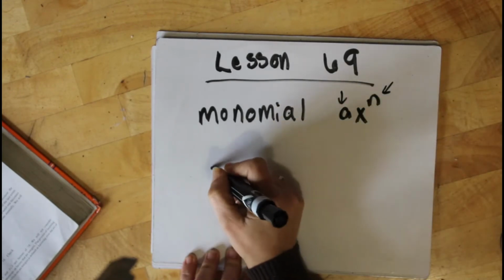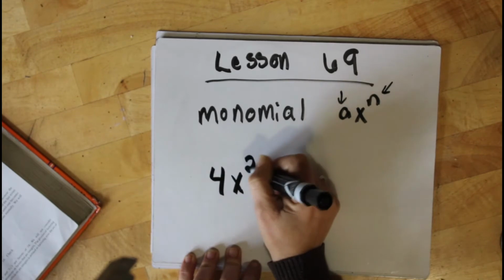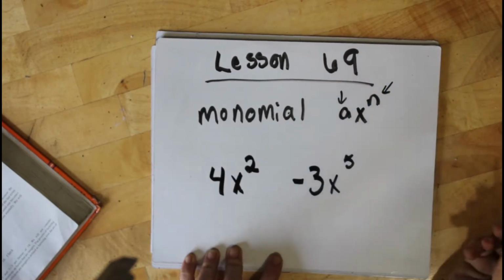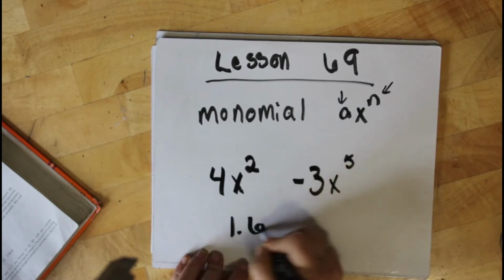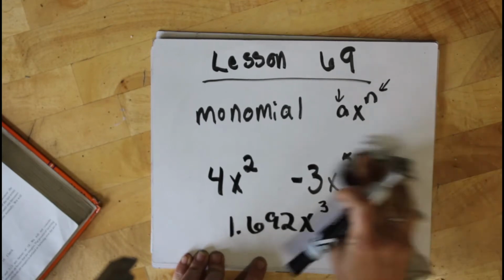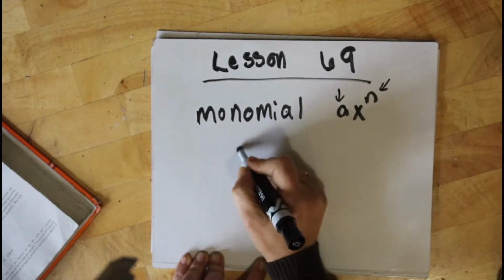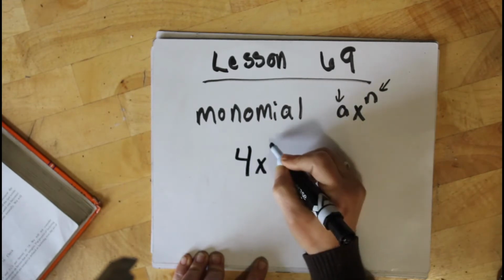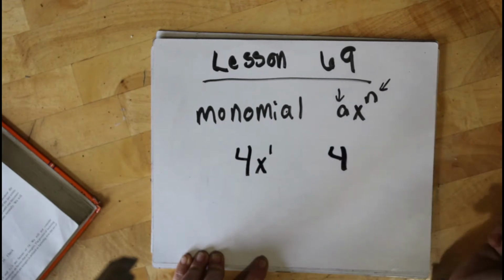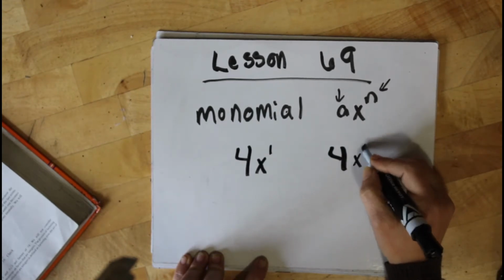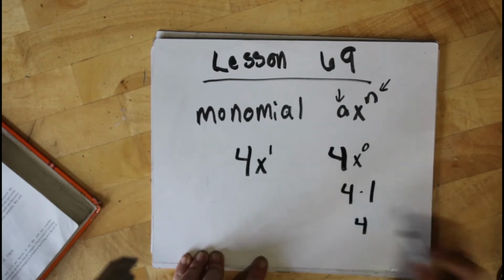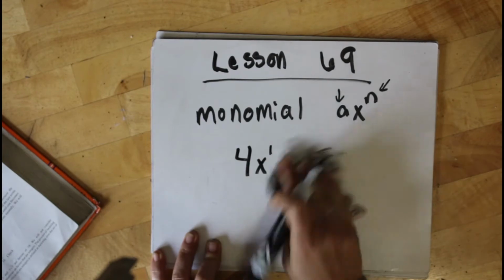Okay, so it would be something like 4x squared or negative 3x to the 5th, or 1.692x to the 3rd. Even just a whole number, so we could have 4x. We don't have to have the exponent because really that would be 4x to the 1. Or we could have just 4 because that could be 4 times x to the 0. X to the 0 is 1, so it would really be 4 times 1, and that really equals 4. So 4 is also a monomial, or any other number for that matter.